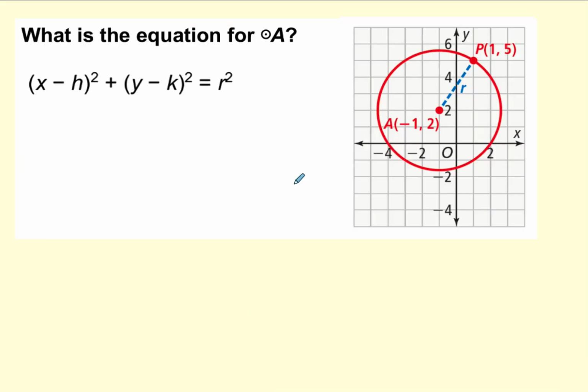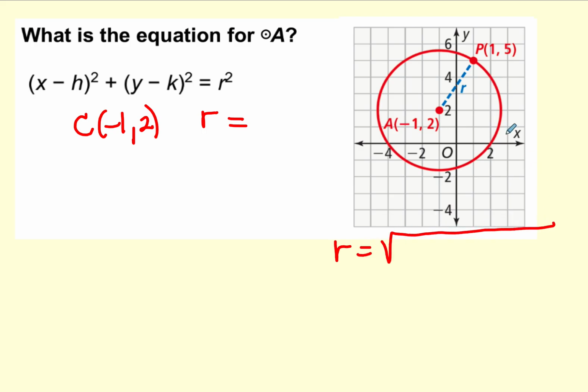All right, now let's see if you can do the same thing with a graph. Now in the graph, it's telling us what our center is. So our center is (-1, 2), and we're going to have to figure out the radius here. To figure out that radius, I'm going to use the distance formula, r equals, and find the distance between those 2 points. So this will be 1 take away a negative 1, squared, plus 5 take away 2, squared.